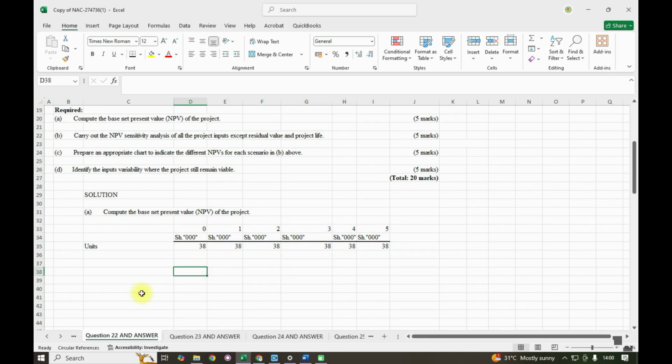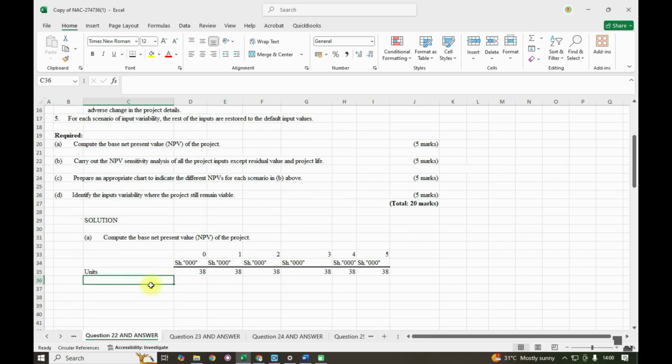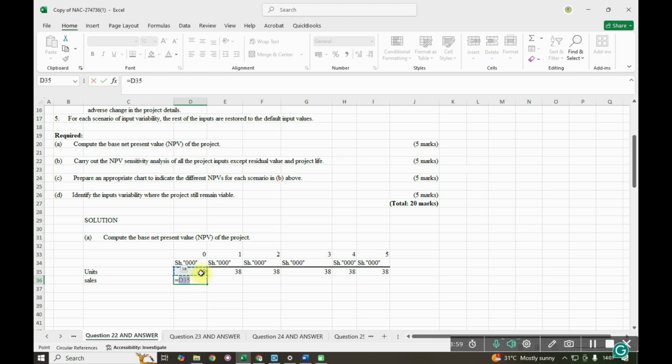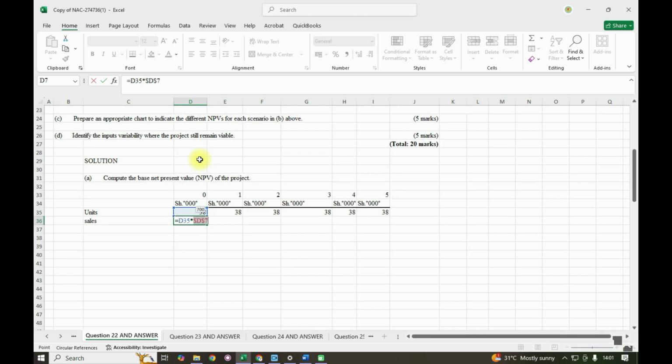Then the other thing that we have, we shall have our sales. We already know the selling price. We already have the selling price and the variable cost. All the rest of the values we know. So our sales will be the units multiplied by the selling price per unit, which we shall lock. The selling price per unit is a constant.